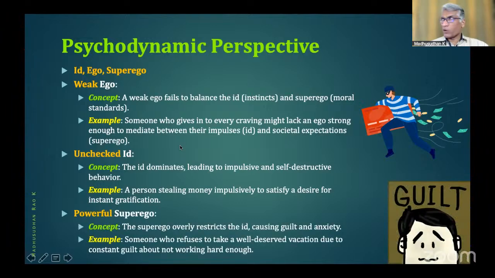Now coming to powerful superego. What if here also you'll have conflicts? So what is this concept? A powerful superego overly restricts the id, causing guilt and anxiety. So automatically, what will happen? If you are continuously restricting the id, then that will cause guilt and anxiety.